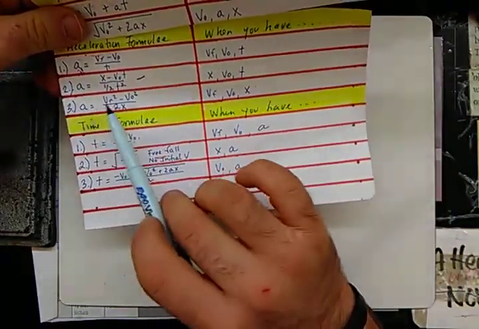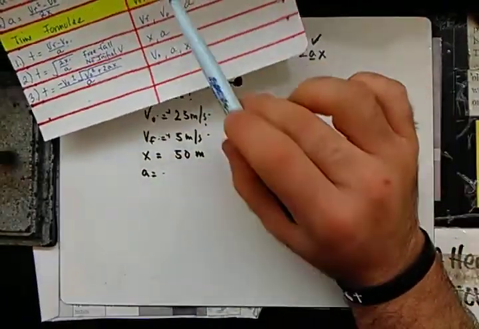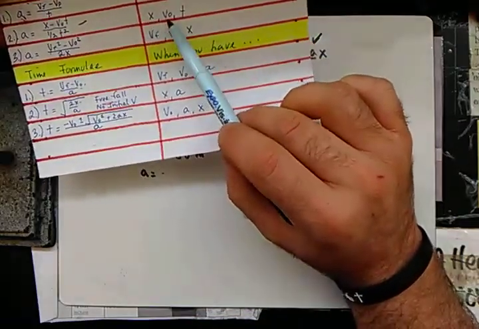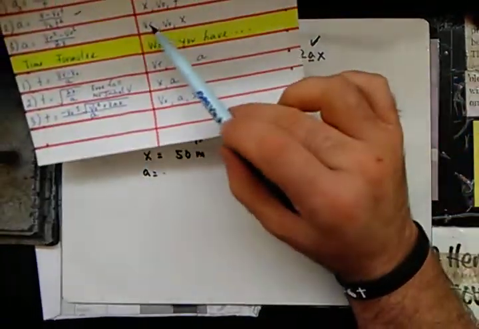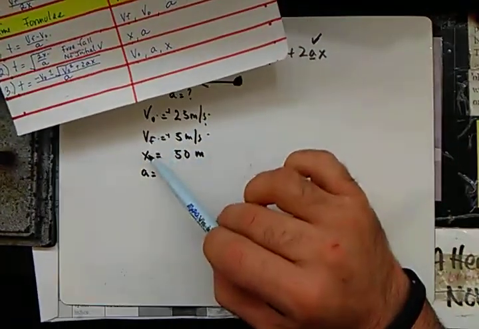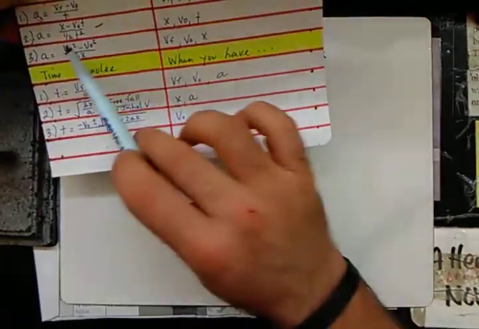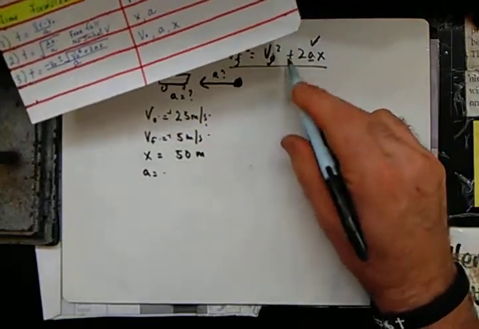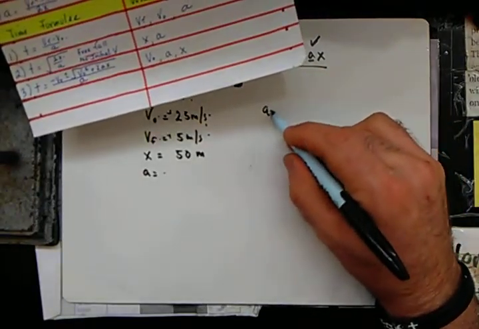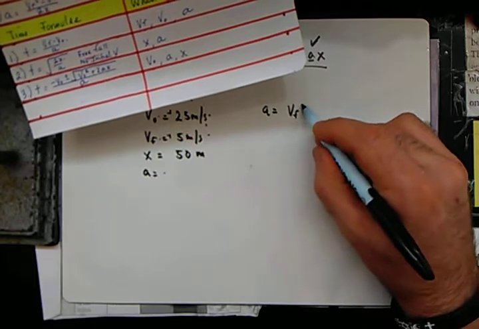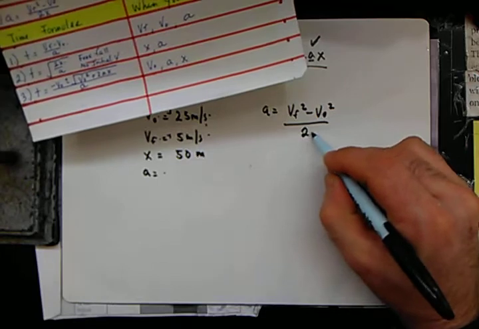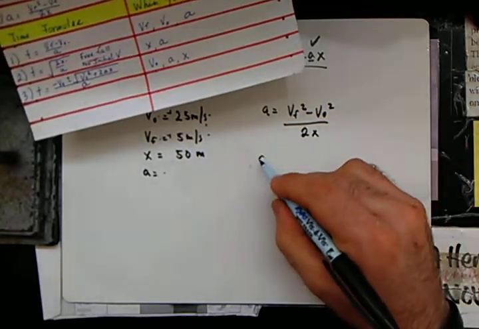So here's your acceleration formula. I've got VF, VO, and T. Nope. X, VO, and T. Nope. VF, VO, and X. There it is. So our rendition of this formula is this one. I just changed it around. It's going to be A is VF squared minus V naught squared over 2x. Okay, so let's do this out.